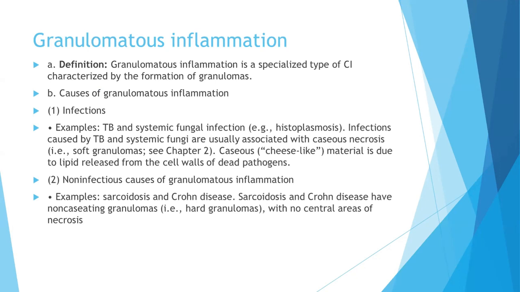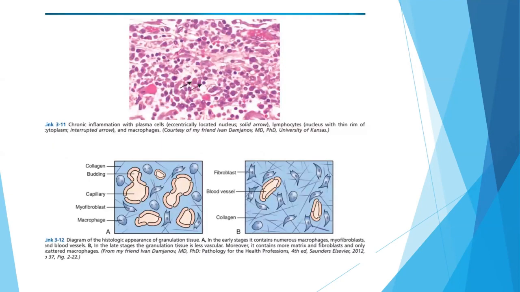Non-infectious causes of granulomatous inflammation: sarcoidosis and Crohn's disease. So the chronic inflammation with plasma cells, you can see in figure number one, the eccentrically located nucleus. You can see here, this is the eccentrically located nucleus, and we can see lymphocytes. Now you can see this is the diagrammatic representation. We can see collagen, capillaries, myofibroblasts, abundant macrophages and all.